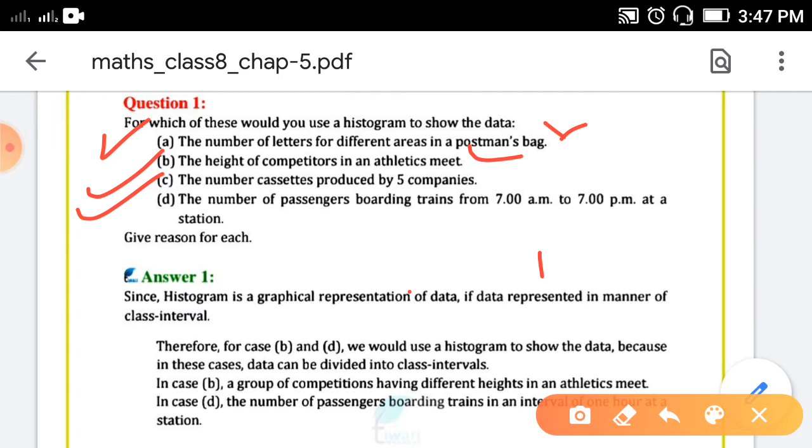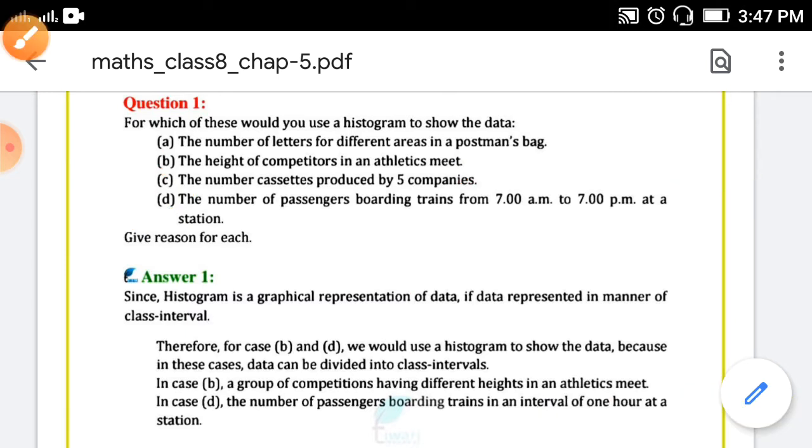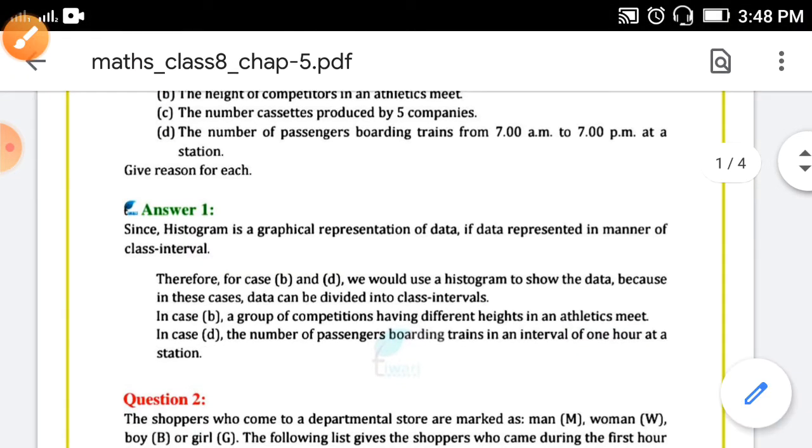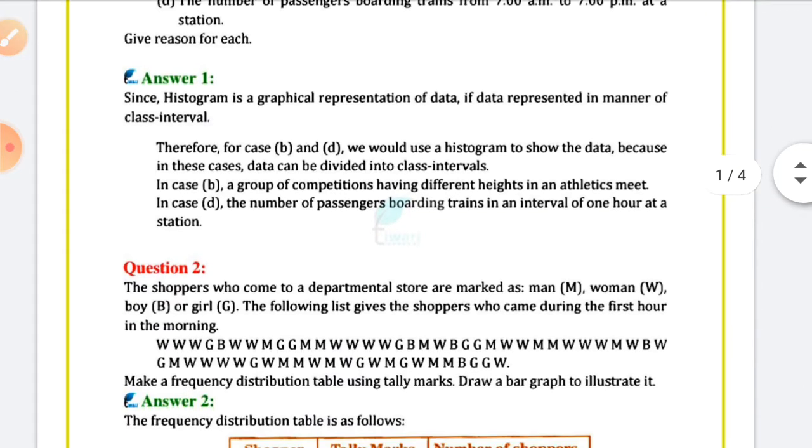And the last one, the number of passengers boarding trains from 7 am to 7 pm at a station. You can count between 7 to 8 o'clock, 8 to 9 o'clock in the morning, in the evening. So you can make class intervals for this one. So for B and option D you can make class intervals and you can make a histogram. For A and C, you cannot make a histogram.